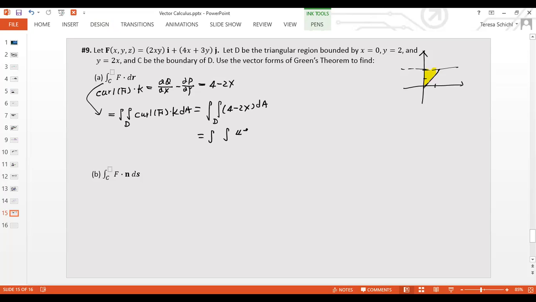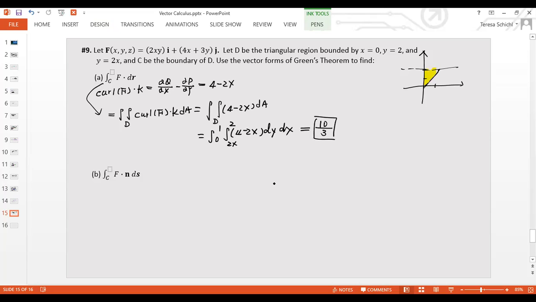So now you're looking for the bounds. This is 4 minus 2x. You can integrate dy dx or dx dy. If I integrate dy dx, you go in the y direction, so this is 2x, and then x from 0 to 1. You carry out this simple double integration and you will get your answer: 10 over 3, okay?